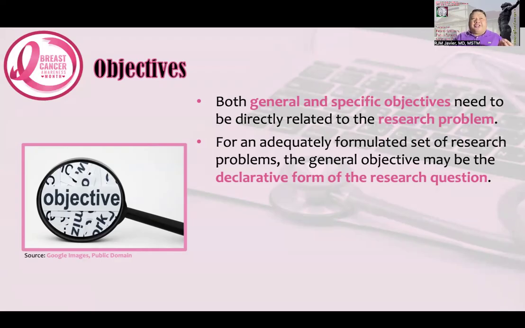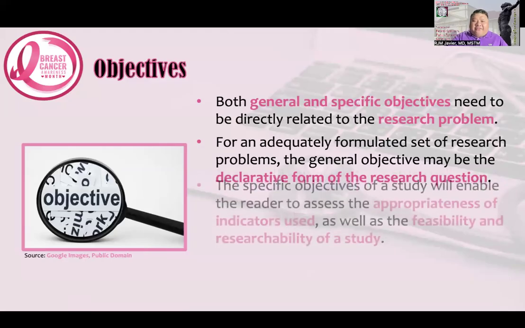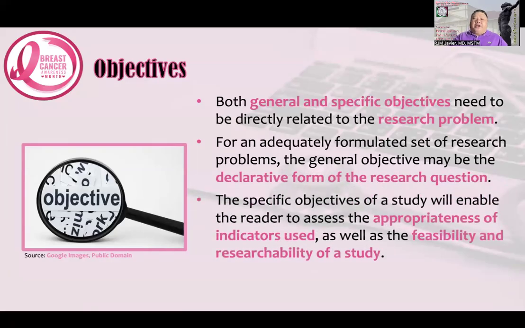Remember, your research question is phrased in interrogative form. If you play with the words and you're very good with grammar and syntax, if you just convert a question into a declarative statement, then often that would be your general objective. Specific objectives, on the other hand, are the finer details. This will enable the reader to assess the appropriateness of indicators used, as well as the feasibility and researchability of a study.